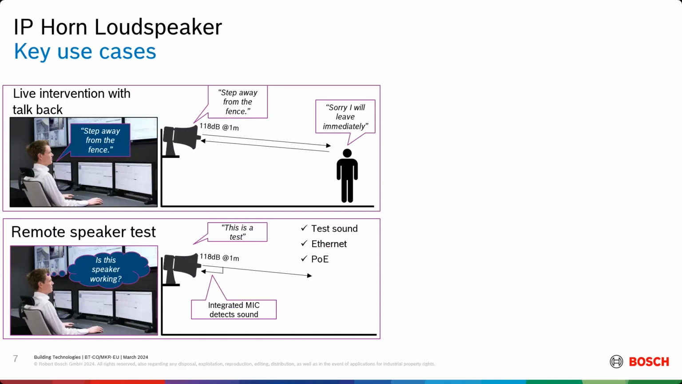What we can do from the web interface of the loudspeaker is a remote test. The loudspeaker is actually producing sound, and the integrated microphone is capturing this sound and giving feedback that the loudspeaker is actually okay. It's testing the sound, it's testing the Ethernet connection, and it is also testing the power over Ethernet capability.